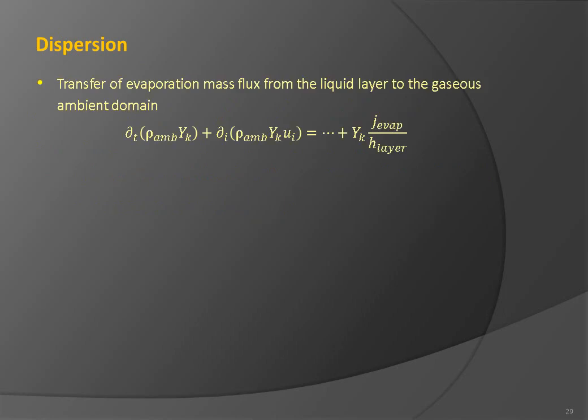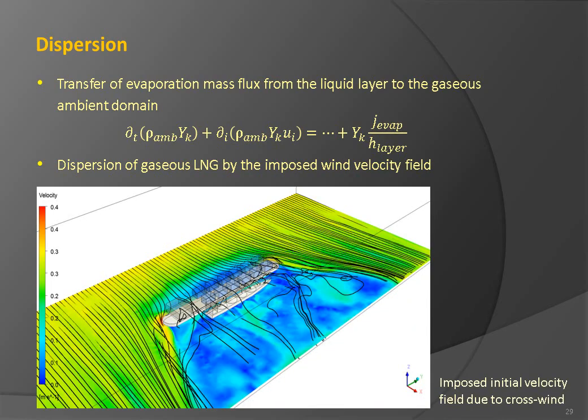The evaporation mass flux is transferred from the liquid layer domain to the gaseous ambient domain using the source terms on the right hand side of the mass transfer equation, where Yk are mass fractions of the gaseous LNG. The imposed wind velocity field disperses generated gaseous LNG. Figure shows the initial velocity field for the imposed wind speed of 0.5 meters per second.